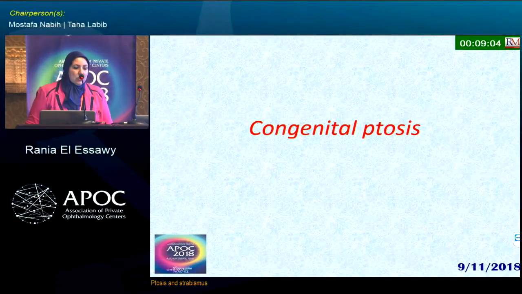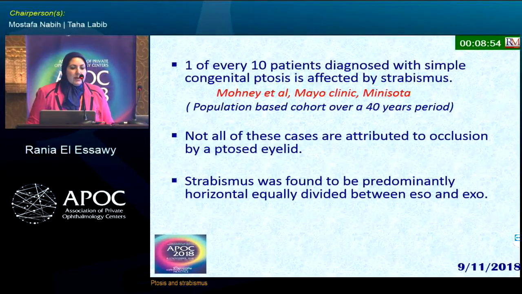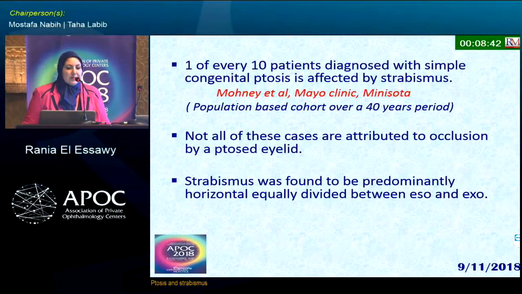The first disorder is the simple congenital ptosis, and as we all know, it's a congenital dystrophic muscle. Usually there is no problem, it's a straightforward case. However, in a recent population-based cohort study conducted by Mohney and his colleagues at the Mayo Clinic, Minnesota, using the registry of Minnesota, they found that in every 10 patients presenting with simple congenital ptosis, one of them is also affected by strabismus. Not only that, but it is not attributed only to the occlusion by the closed eyelid, but it is present even without occlusion of the visual axis.